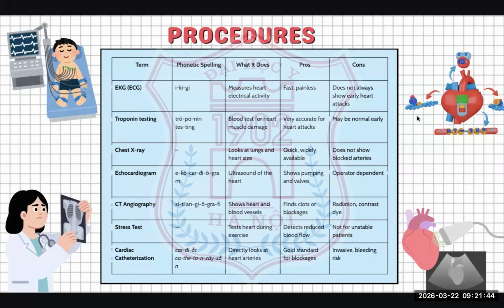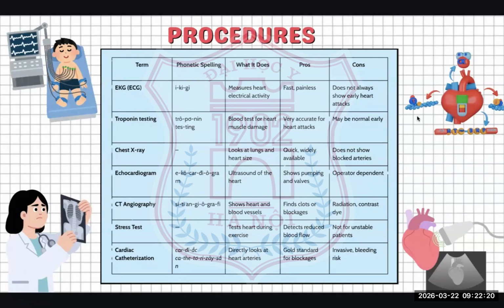Another one is stress test, which is essentially having the patient exercise so that you can see if the heart is functioning as well as it should. So the procedure can detect reduced blood flow. So if the heart is not pumping as well as it should, then you could see that there's not enough blood going to the organs or going to the limbs. However, for people who are having very bad chest pain or are older or not stable, this is not ideal for them.